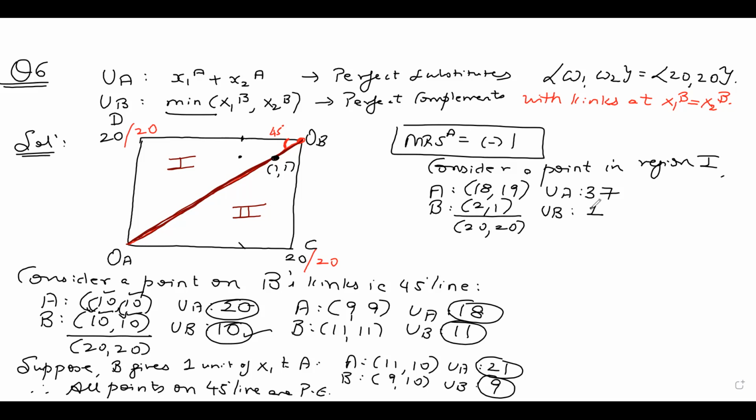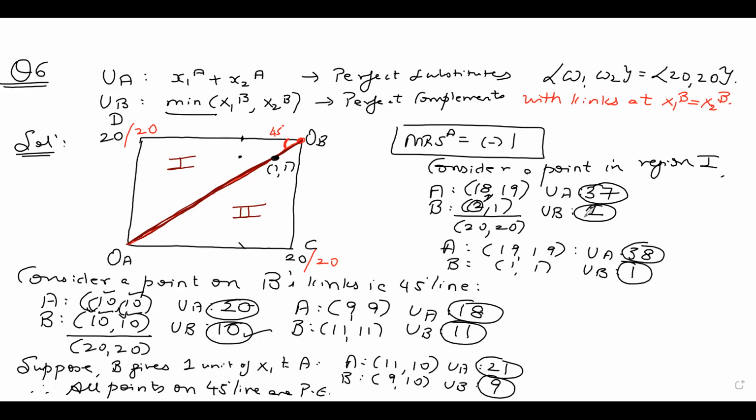Now let's try to make one of them better off. Suppose B gives 1 unit of x1 to A. A has 19 comma 19. B has 1 comma 1. Utility which A gets now is 38. Utility which B gets now is 1. A has become better off without making B worse off. Therefore, all points in the interior of region 1 are not Pareto efficient.